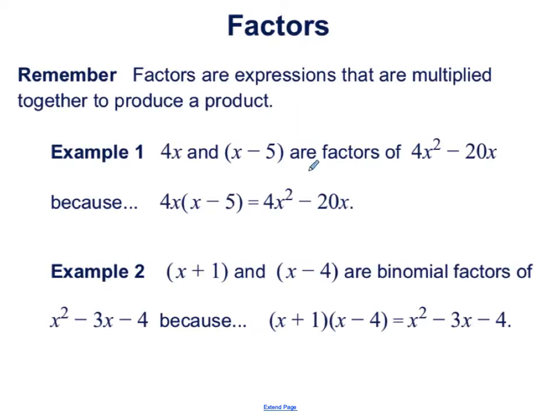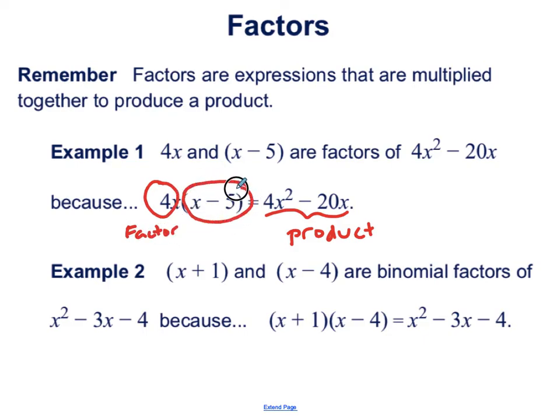Okay, now let's talk about factors. So factors are expressions that are multiplied together to produce a product. So for example, if I take 4x and multiply it by the group x minus 5, we get 4x squared minus 20x. So this is considered your product. And this 4x is considered your factor. And x minus 5 is also considered a factor.